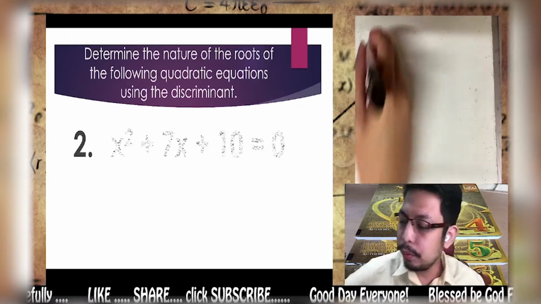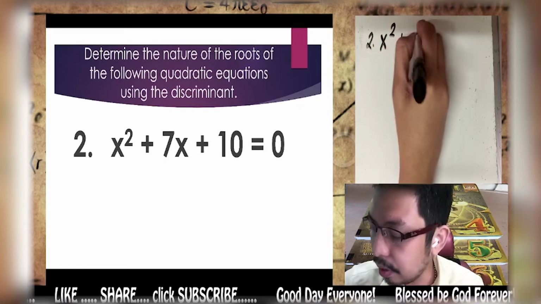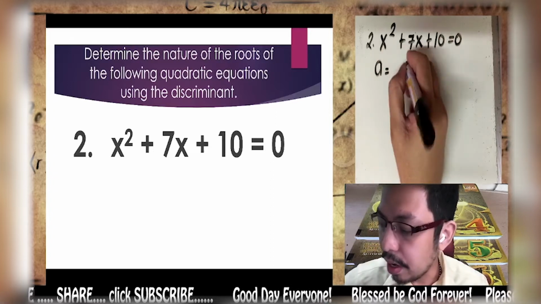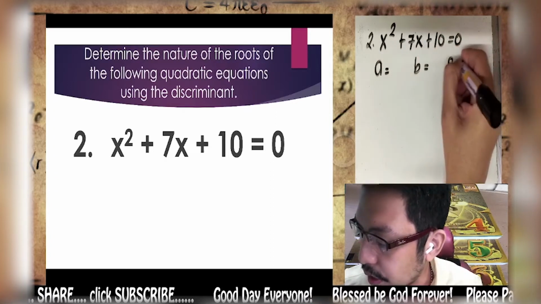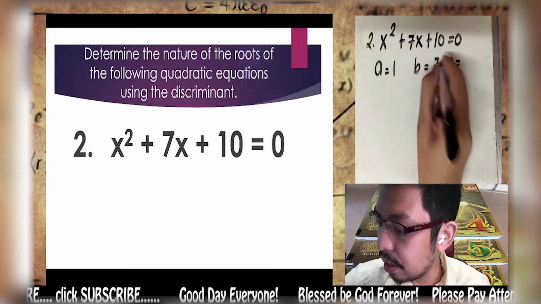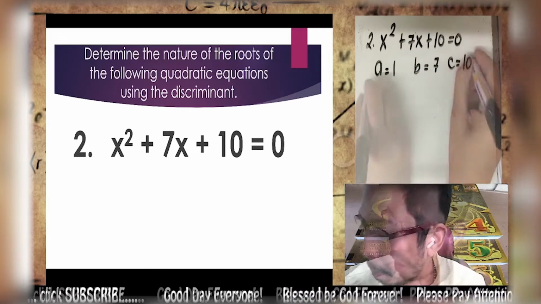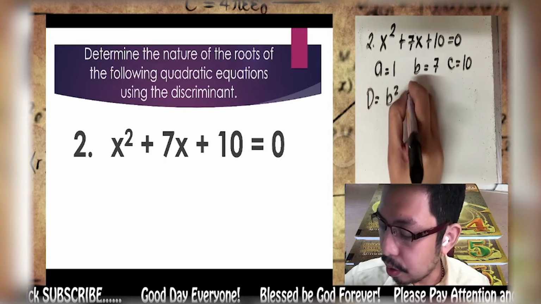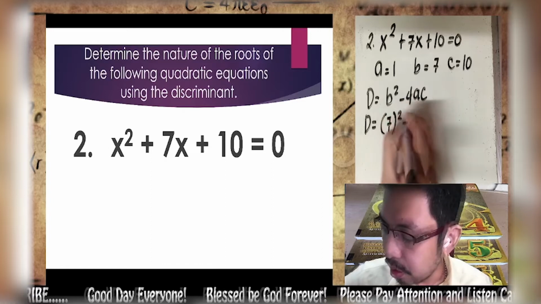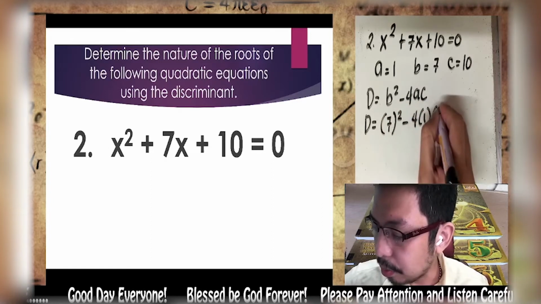Next number 2, we have x squared plus 7x plus 10 is equal to 0. Again, find the value of a, the value of b, and the value of c. Value of a is 1, value of b is 7, and the value of c is 10. Using the discriminant b squared minus 4ac, we have b squared is 7 squared minus 4 times 1 times 10.